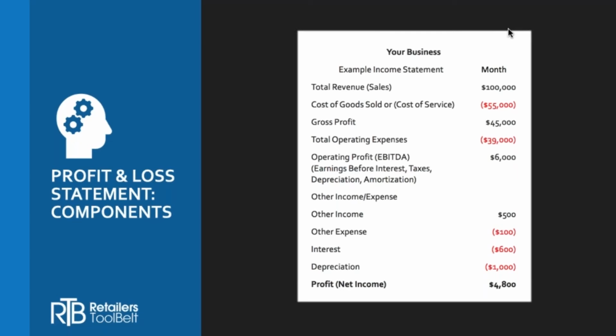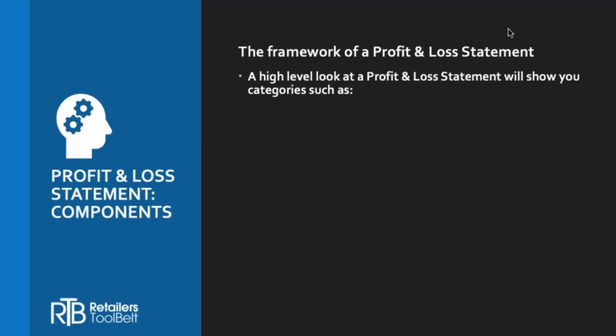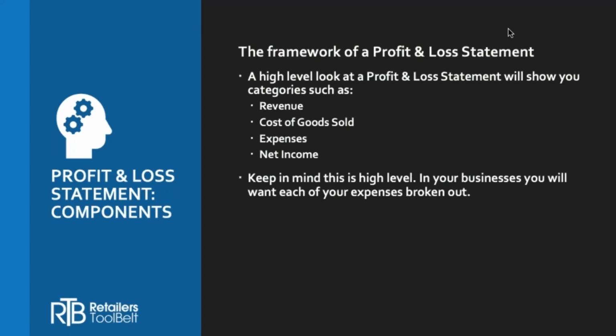When we start going into the next section, what you're going to be looking at is the framework of a profit and loss statement. So what we just went over was a high level look at your profit and loss statement. And we had categories such as revenue, cost of goods sold, expenses, and your net income. So keep in mind that that's the high level look.